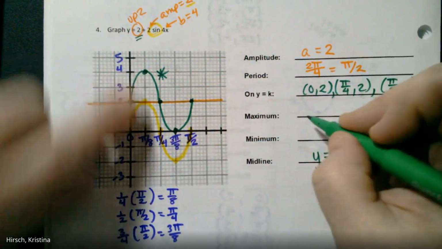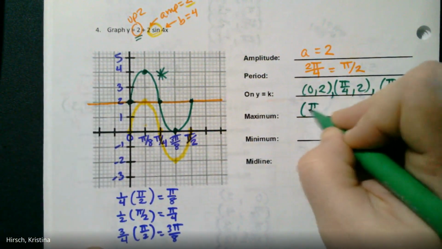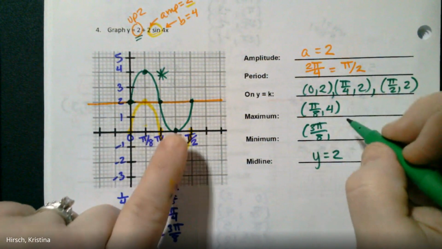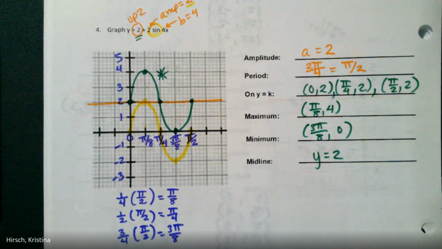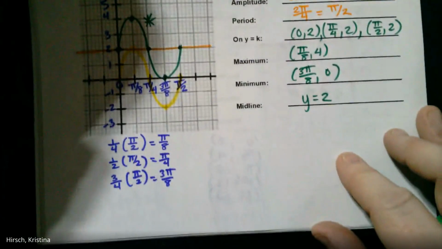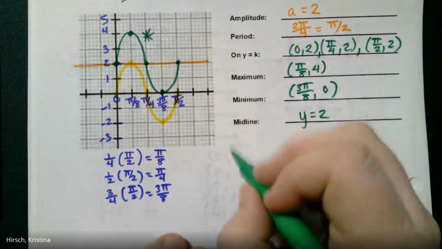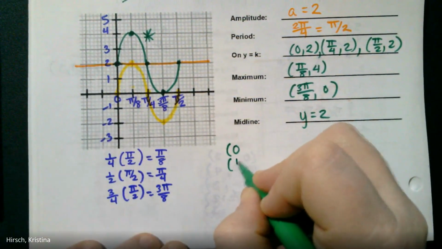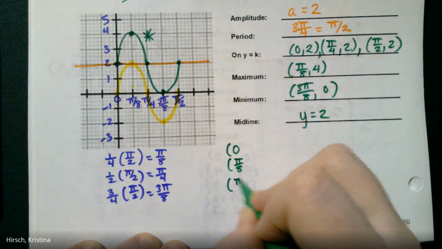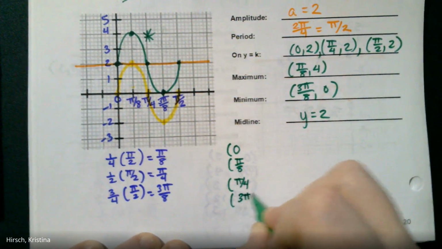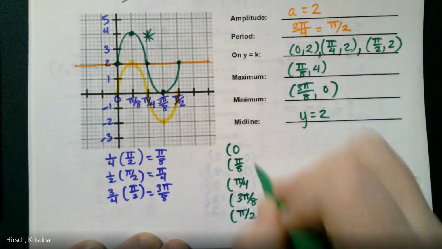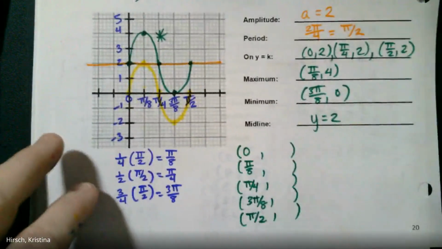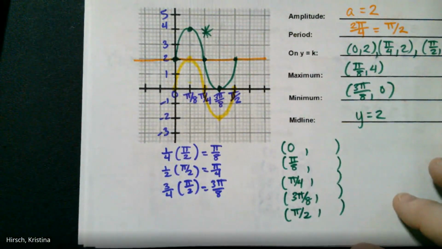My maximum, I have 1. It's at pi over 8, 4. And I have a minimum at 3 pi over 8, 0. A quick reminder for anybody that needs to see it: if you needed to, you would create your little points here. I would have 0, pi over 8, pi over 4, 3 pi over 8, and pi over 2. And I'll show it to you in the calculator for anybody that needs to see it just another time.